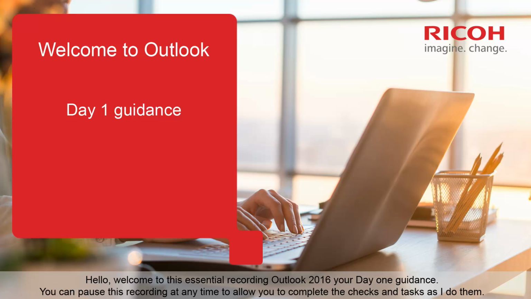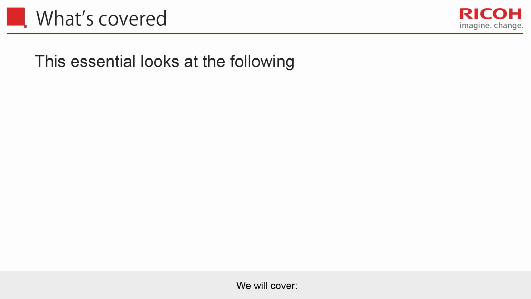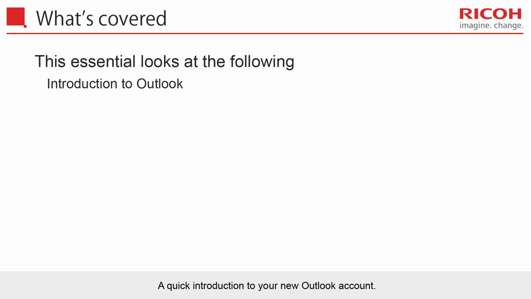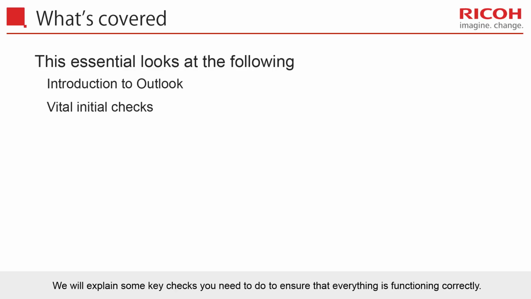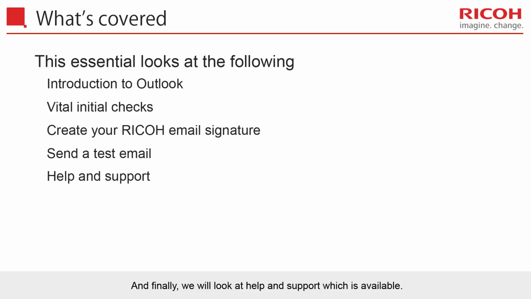You can pause this recording at any time to allow you to complete the checks and tasks as I do them. This Essential focuses on the critical things you should do to make sure everything's working okay on Day 1. We will cover a quick introduction to your new Outlook account. We will explain some key checks that you need to do to ensure that everything is functioning correctly. Then we will show you the best way to create your signature. Next, we will demonstrate how to send your first test email. And finally, we will look at help and support which is available.